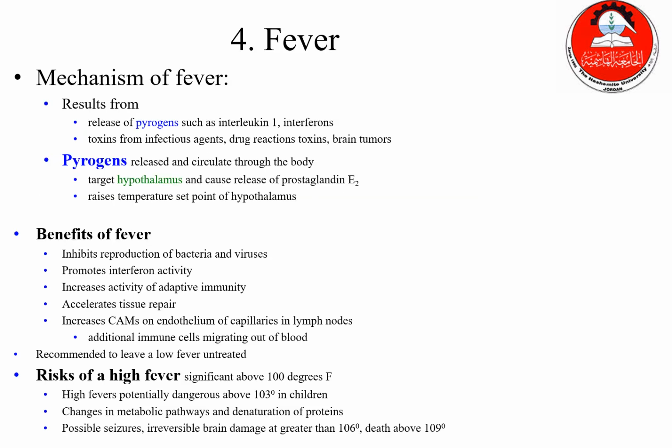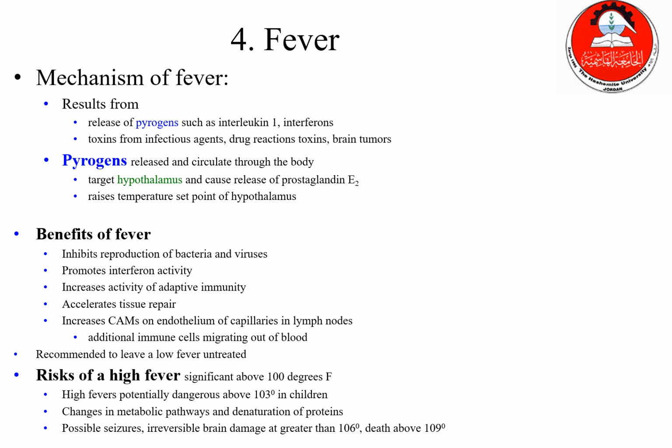The fourth mechanism is fever. Fever results from the release of pyrogens such as interleukin-1 and interferons, and also from toxins from the infectious agents, from drug reactions, from brain tumors. And the pyrogens which are released and circulate through the body are going to target the hypothalamus and cause release of prostaglandin E2. The release of prostaglandin E2 is going to raise the temperature set point of the hypothalamus.